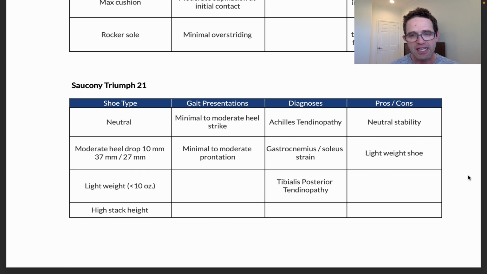We also would say that Achilles tendinopathy could be suitable for the shoe to have that high heel drop. Same with gastrocnemius and soleus strains, and the tibialis posterior tendinopathy could potentially be a good suitable shoe for this. Pros and cons would be a neutral stability shoe, so it does have a neutral stability to it, and that it's very lightweight, which is beneficial for some runners.